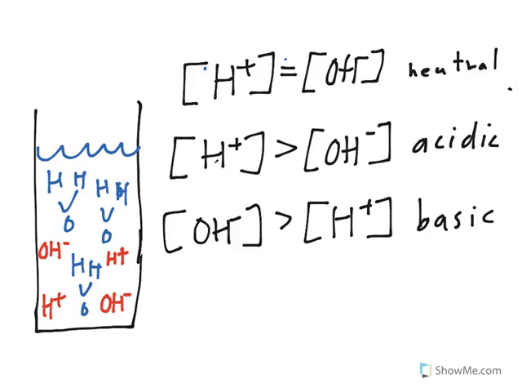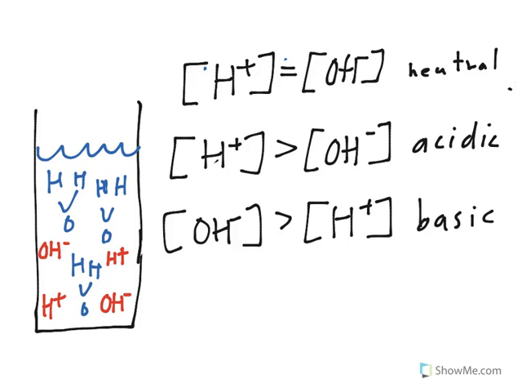Okay? So that's really our fundamental concepts of what's going on with acids and bases. Anytime I get a lot of water molecules together, some of those water molecules are going to split into H plus ions and OH minus ions. If I have equal amounts of H plus and OH minus, it's neutral. More H plus, it's acidic. More OH minus, it's basic.